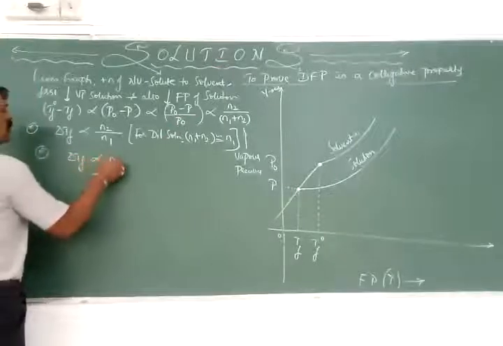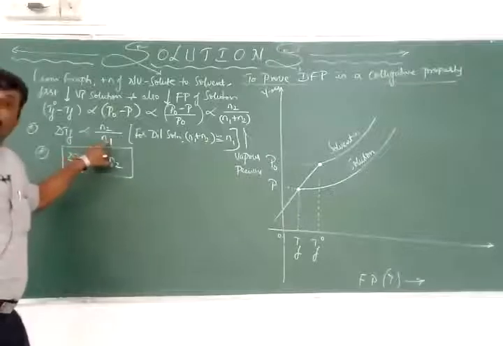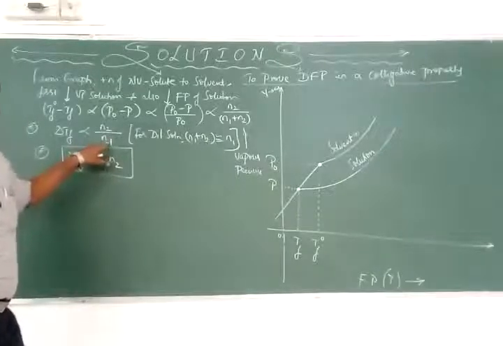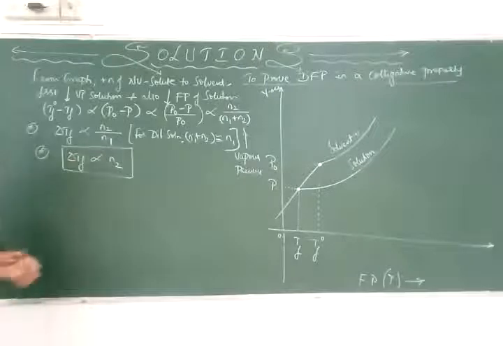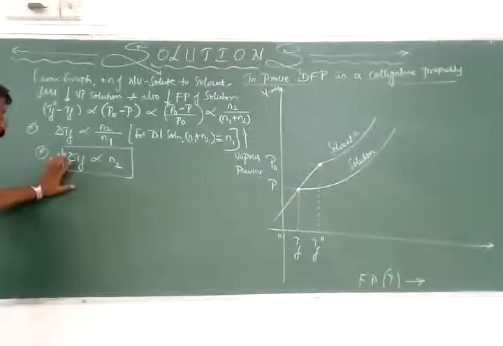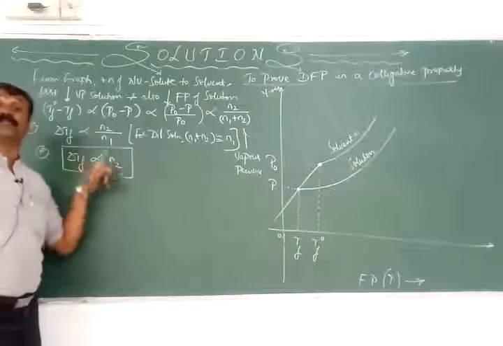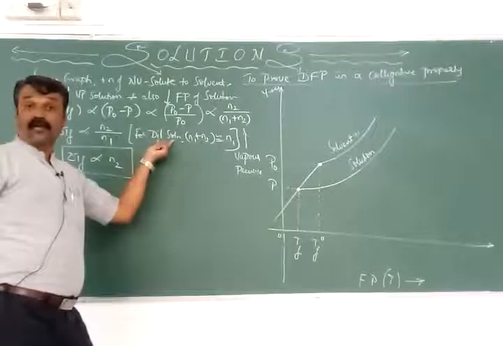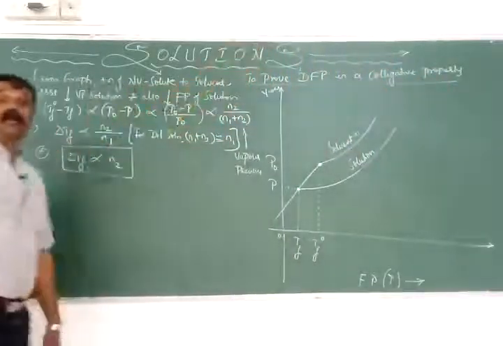Delta Tf is proportional to N2. Again, what am I neglecting here? N1, the number of moles of the pure solvent, because with respect to the given solution, solute is variable, solution is variable, but not the pure solvent. Therefore N1 is neglected. So the depression of freezing point varies directly with the number of moles of solute particles with respect to a dilute solution. Hence it is an example of a colligative property.